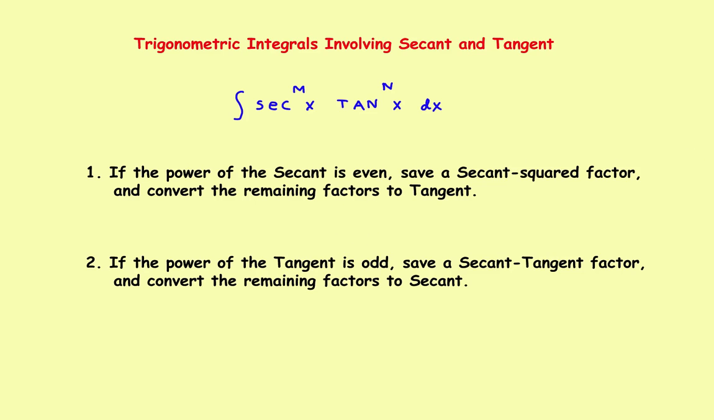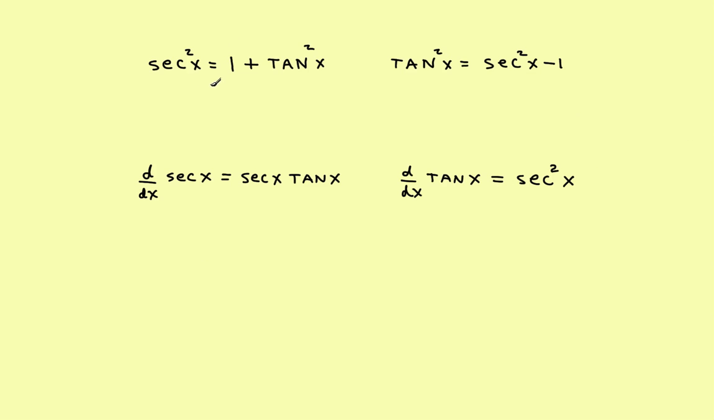Now we'll still have to use some identities, so let's look at those. These are the identities we used in the previous videos, just a reminder. Secant squared is 1 plus the tangent squared, and the tangent squared is the secant squared minus 1. Also a reminder on the derivatives. The derivative of the secant is the secant tangent, and the derivative of the tangent is the secant squared. So you'll need these as we go through this. So now with all that in mind, let's go ahead and take a look at our sample problem.